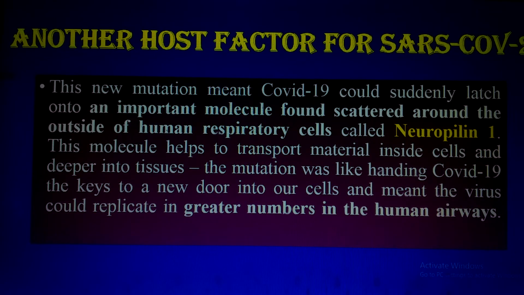Another host factor for SARS-CoV-2. This new mutant meant COVID-19 could suddenly latch onto an important molecule found scattered around the outside of the human respiratory cells, called neuropilin 1. This molecule helps to transport material. Now, what is the function of neuropilin? I will show you and I will discuss. This molecule helps to transport material inside cells and deeper into the tissues.